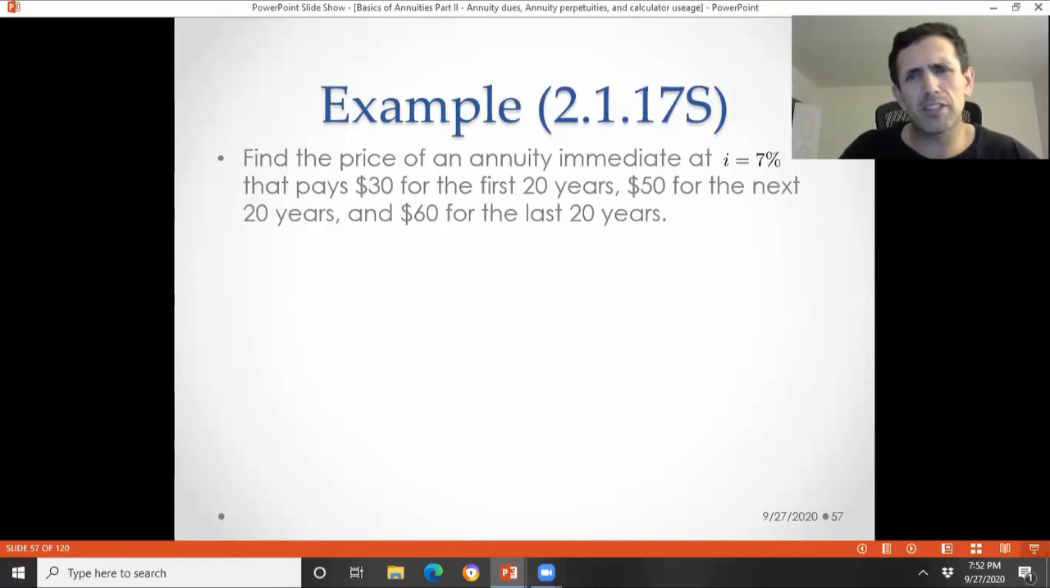This is similar to the annuity immediate problems where we had multiple different deposits. The only difference here is that we're finding present value. Okay, so we want to find the price of an annuity immediate at 7%, that pays $30 for the first 20 years, $50 for the next 20 years, and $60 for the last 20 years.